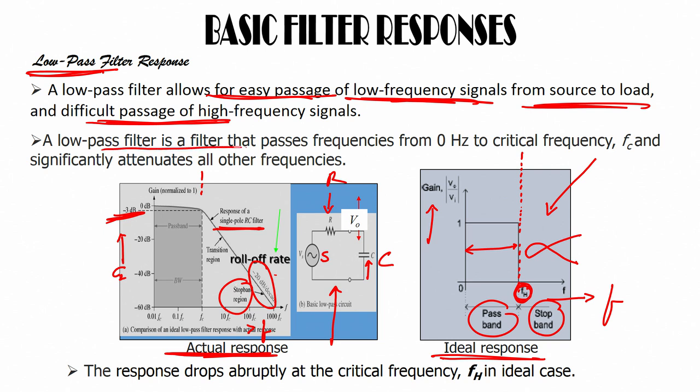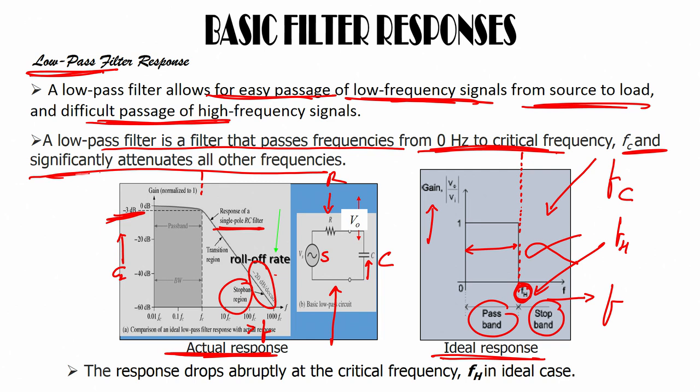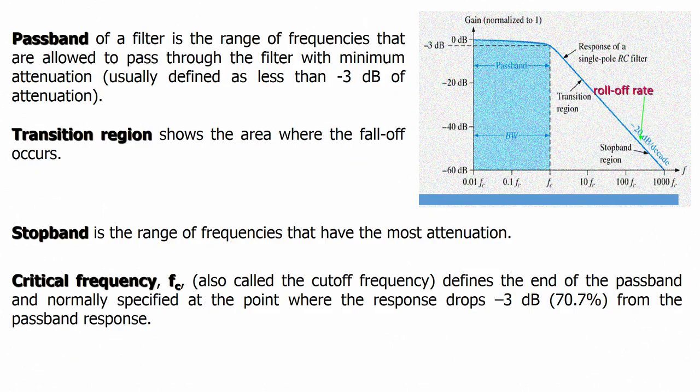So, a low pass filter is a filter that passes frequencies from 0 Hz to the critical frequency. The critical frequency can be denoted by FC, here it is denoted by FH, and it significantly attenuates all the other frequencies. Any frequency above the critical frequency, it will attenuate. Attenuate means it will not allow to pass. So, this is your low pass filter response.